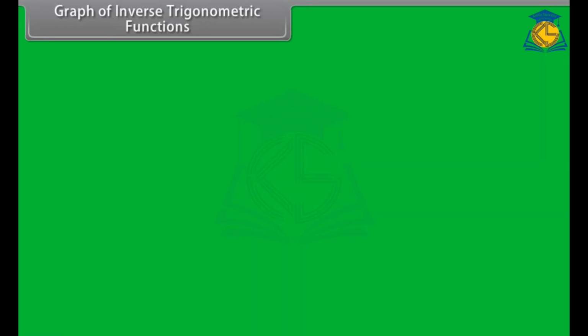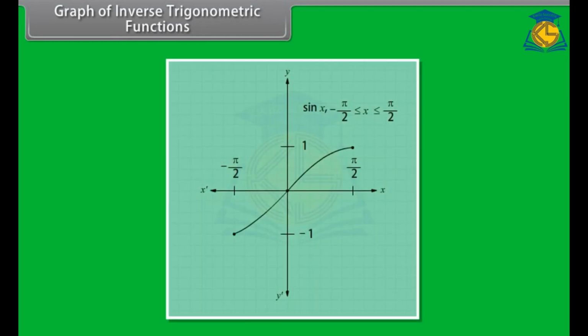Graph of inverse trigonometric functions. In this screen, we will learn about the graphs of the inverse trigonometric functions.